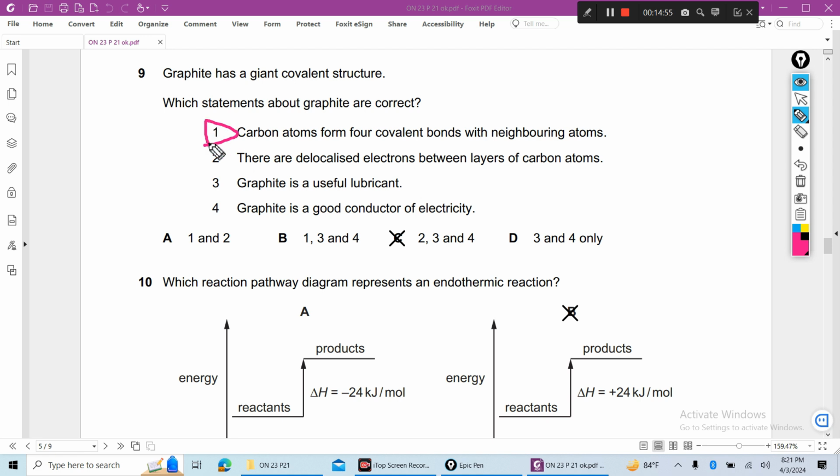But why is 1 wrong? Carbon atoms form four covalent bonds with neighboring atoms. No, carbon atoms form 3 covalent bonds, not 4. Diamond makes 4 bonds, but in graphite, every carbon forms 3 covalent bonds. A is wrong. 2, 3, 4 number is correct, so answer will be C.